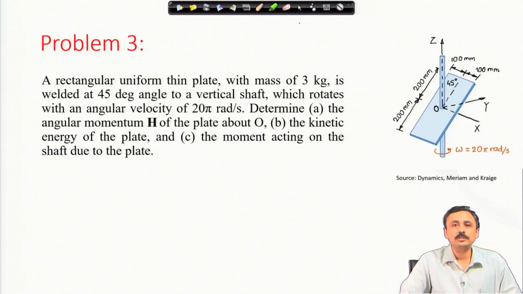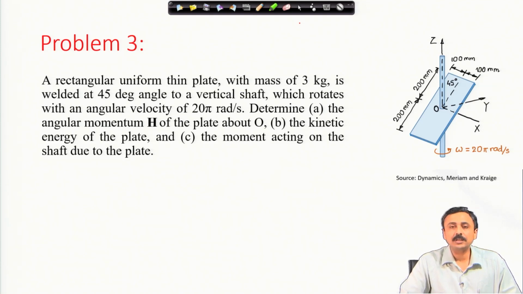Let us move over to the third problem. A rectangular uniform thin plate with mass of 3 kg is welded at 45° angle to a vertical shaft which rotates with an angular velocity of 20 pi radian per second. Determine A, the angular momentum h of the plate about O, where O is the geometric center through which the shaft passes, B, the kinetic energy of the plate, and C, the moment acting on the shaft due to the plate.